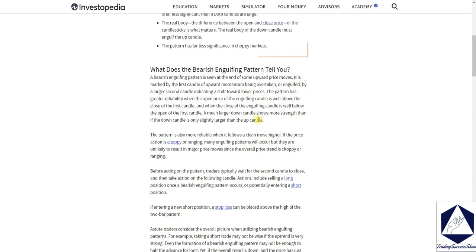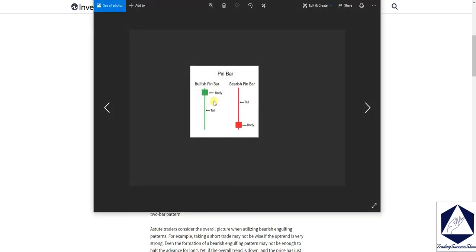Okay, my next video will be on a pin bar. A pin bar, what is a pin bar? This is an example of a pin bar. Because if you see a pin bar on a bullish trend, just keep an eye on it. Because we have a bullish pin bar and a bearish pin bar.